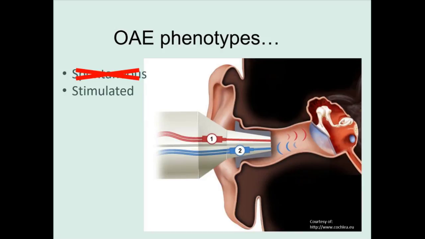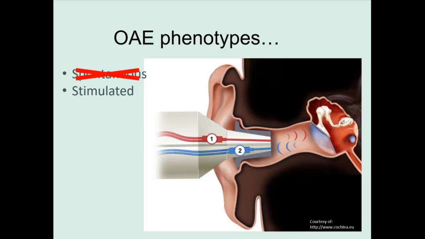So now we're going to talk about the various types of stimulated otoacoustic emissions, and what they all have in common is that sound goes in, energy is added by the outer hair cells, some of this energy escapes, and it's measurable in the ear canal.